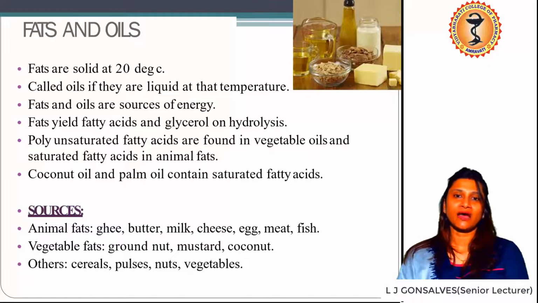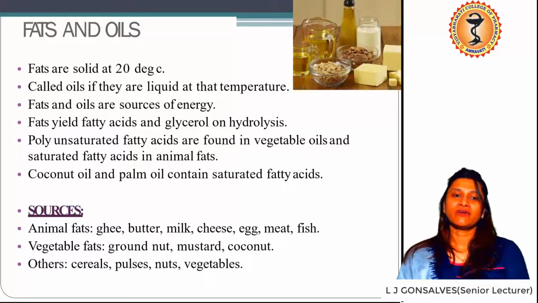Polyunsaturated fatty acids are found in vegetable oils, whereas saturated fatty acids are found in animal fats. Coconut oil and palm oil contain saturated fatty acids. We can see there are three sources for fats and oils. The first source is animal fats. The animal fat examples are ghee, butter, milk, cheese, then eggs, meat, fish, etc.